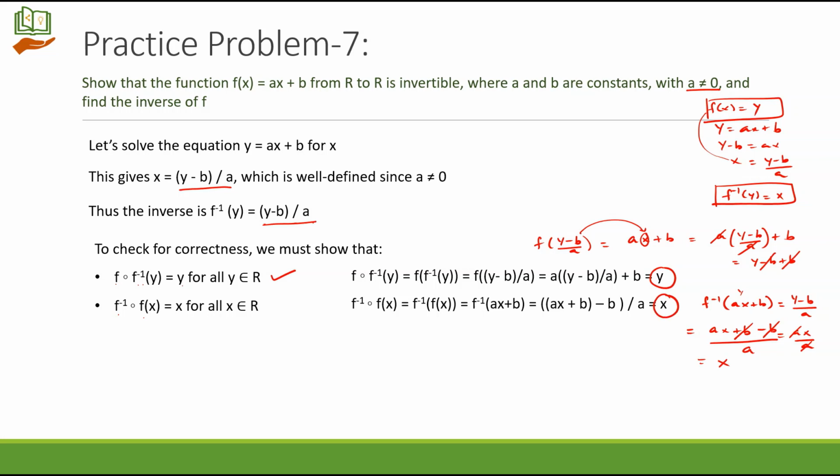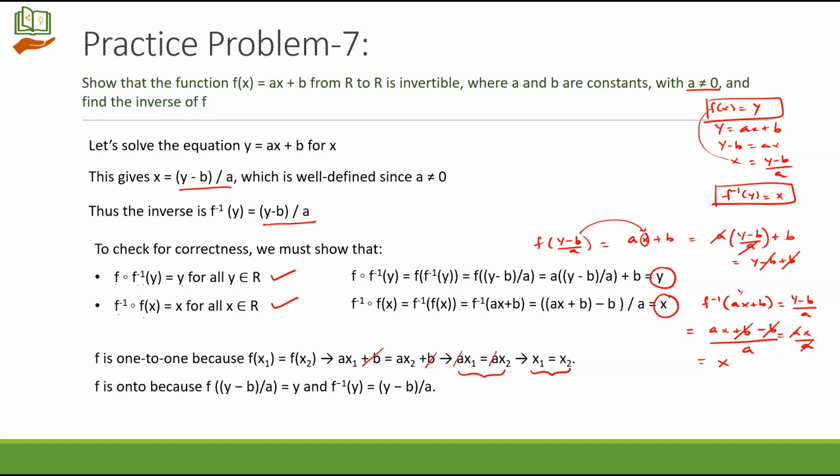We have proved both the compositions, and so f is 1 to 1 because f of x1 is equal to f of x2. This implies a of x1 plus b is equal to a of x2 plus b. So from this what we can equate? B and b will go. Then we will have these two equations alone. Then a and a will go. From this we can say x1 is equal to x2.